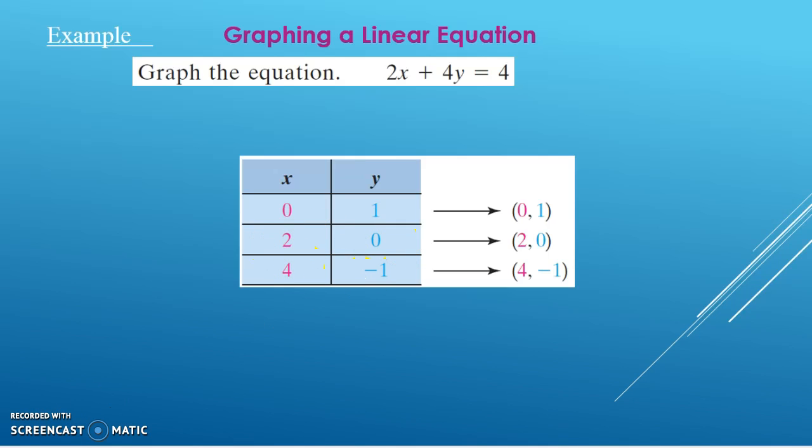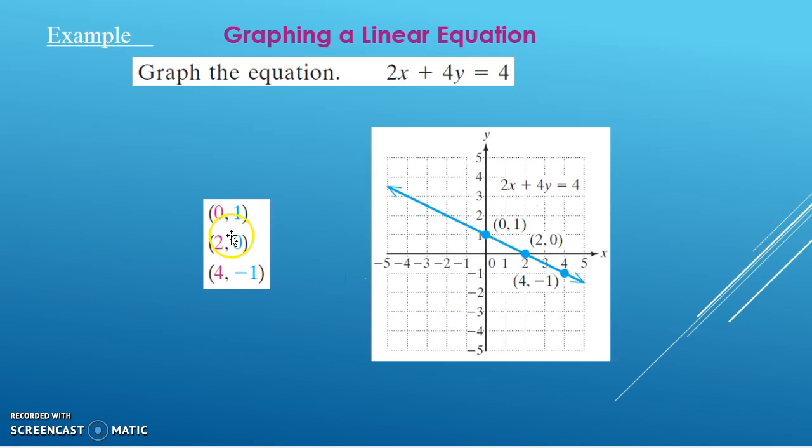Then we're going to take those and we're going to plot those points. So there's those 3 points. They've been plotted and we drew a line through them. That's the graph of the equation. So that's section 1 of this chapter.